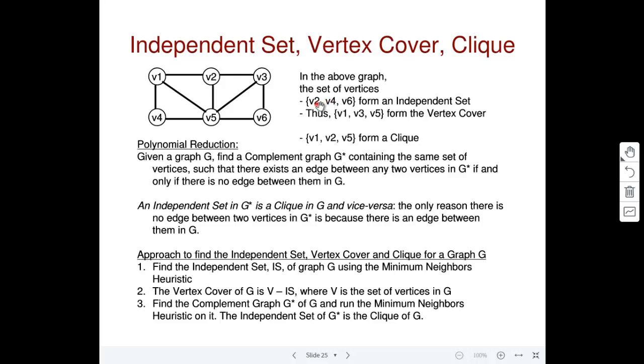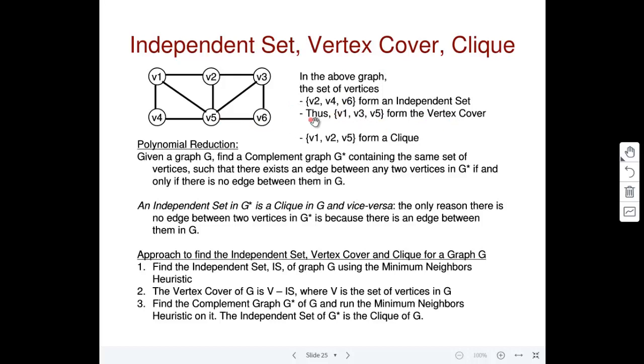So you would have known there that given a set of vertices, the complement is simply the vertices other than the ones that are in this set. So V2, V4, V6 are in this independent set. So what is its complement? V1, V3, V5, which are not in this set. And you notice V1, V3, V5 actually form the vertex cover for this graph.